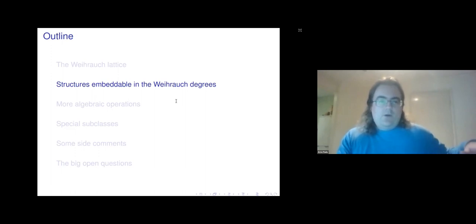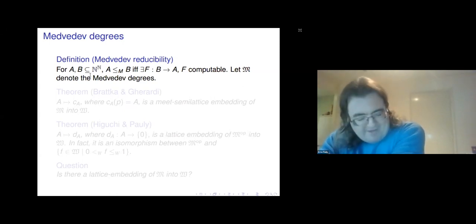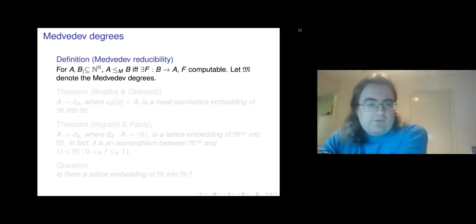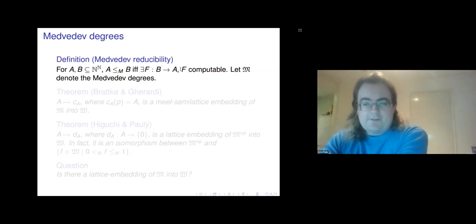And I'll now jump to a slightly different thing, namely what other structures can we see there, because that's interesting in its own right, and that's a way how we can deduce things about the structure of the Weihrauch degrees. And the starting point there is the Medvedev reducibility that compares subsets of Baire space, and a set is below some other set if there's a computable function that maps every element of the second set to some element of the first set.